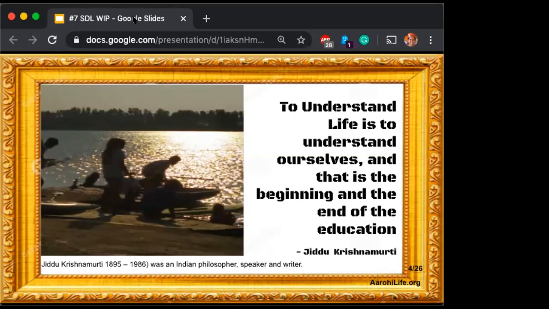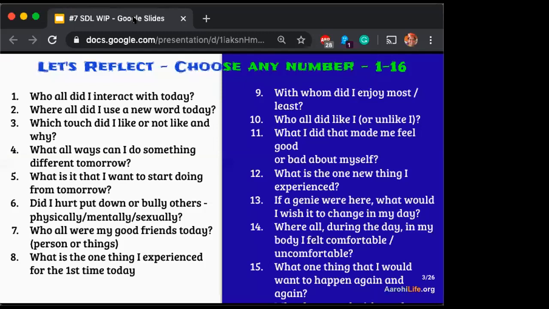The advantage is, let's say I pick up a question, number, did I hurt, put down, or bully others? Even though this is my question and I will share the answers, others also end up thinking about that question for themselves. So it's a very interesting way. The question is not directed at you, but if I start sharing, did I hurt, put down, or bully somebody, then it passes on to us.